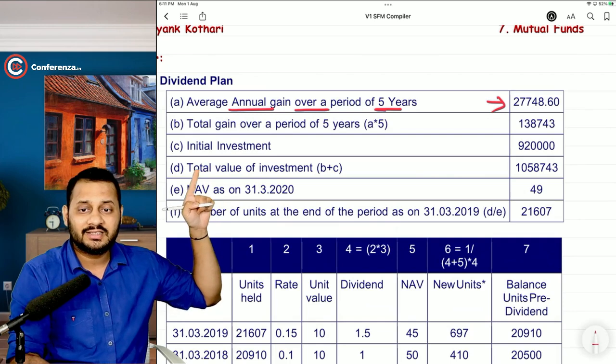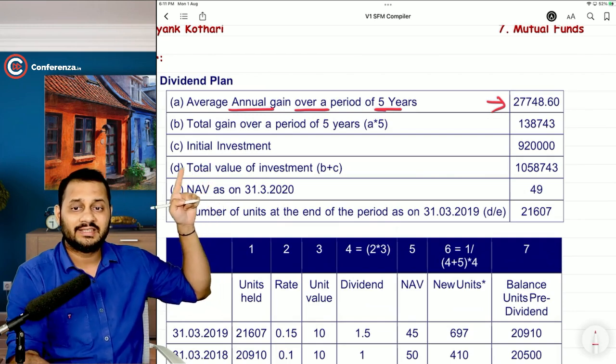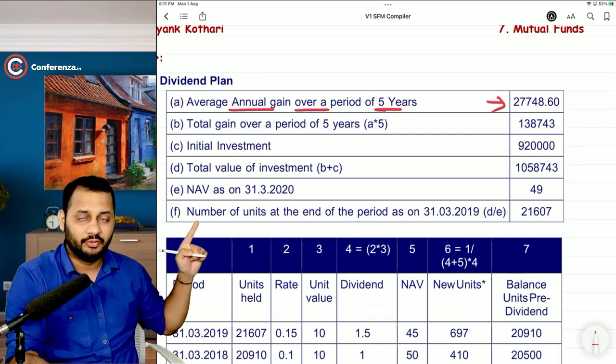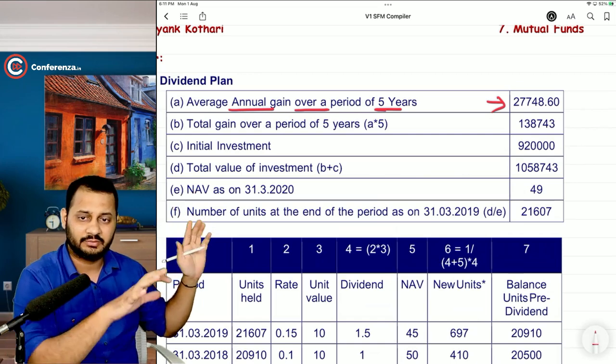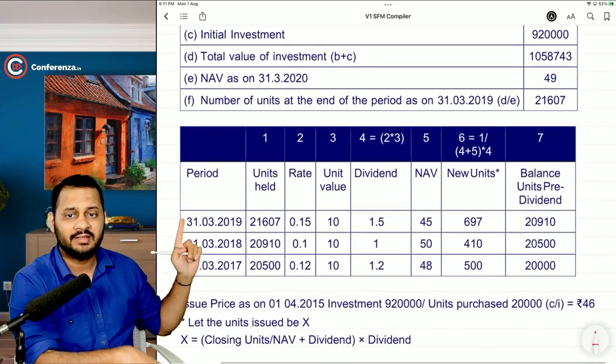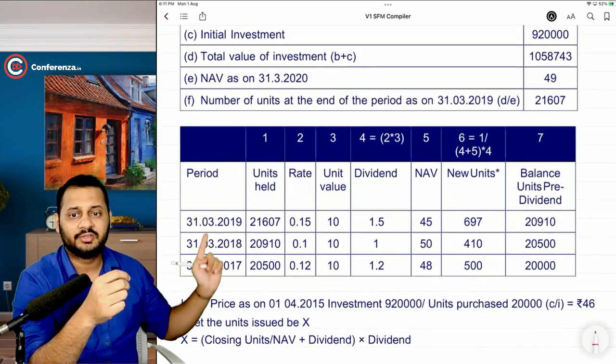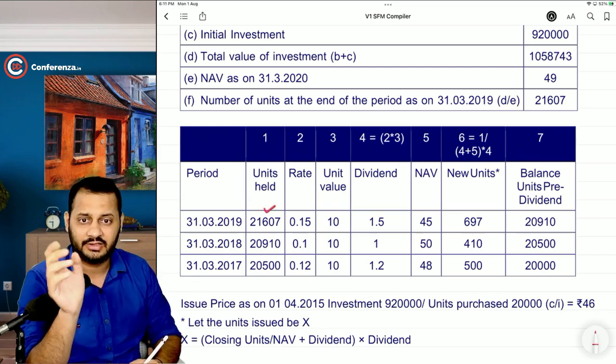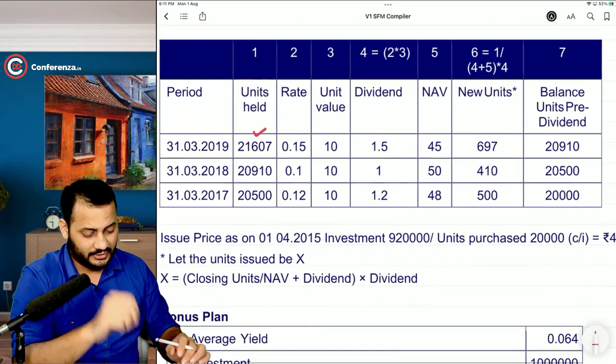So if you are getting this much amount by selling every unit at 49, then the number of closing units was 21,607. This much we understood already, and then the real game started from this point. You were holding 21,607 units. Now see what is happening, the formula that they are applying.